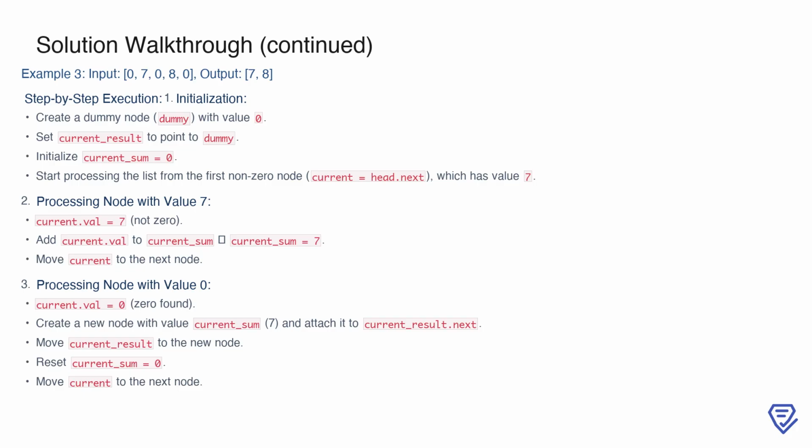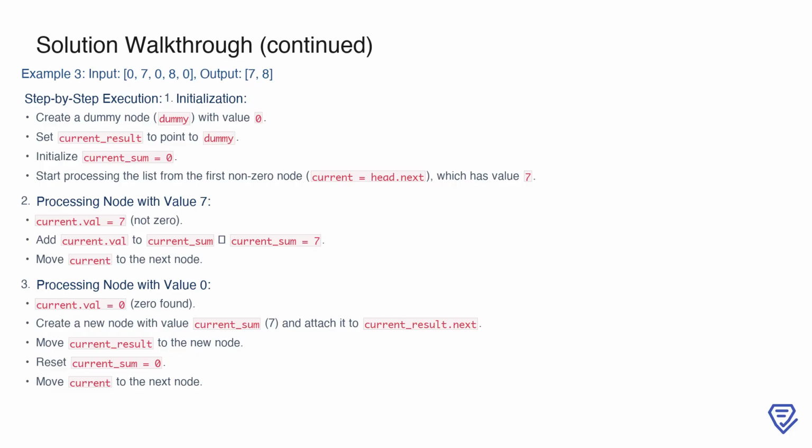In this third example, the input linked list starts with a 0, followed by the sequence of nodes with values 7, 0, 8, and ends with another 0. We begin by initializing a dummy node with a value of 0, setting current_result to point to the dummy node, and initializing current_sum to 0.